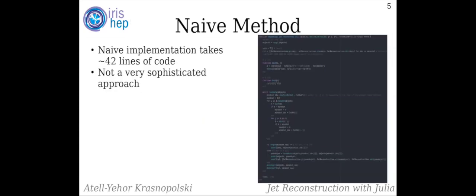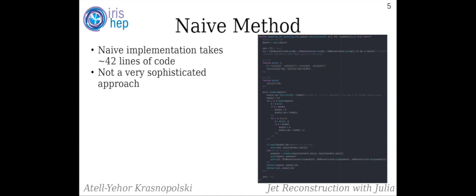So let's code up the anti-kT algorithm in Julia. You can see it on the right. It's the full implementation. It takes about 42 lines of code. It's not very smart, just straightforward. We just write the implementation of the algorithm in Julia from the paper. Let's see how well it does in terms of speed. Is it really fast?